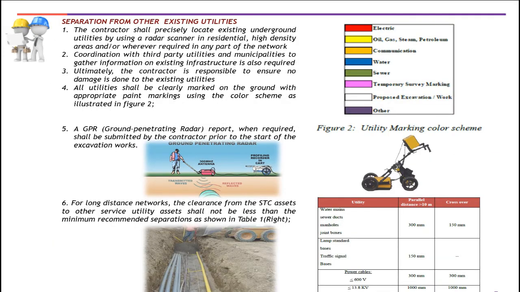Okay, so in this slide, let's talk about the separation from existing utilities. As you know, guys, there is a prescribed designation or assignment of each utility in the sidewalks or carriageway. From the building line, the first assignment goes to the electric utilities. Then you have the oil, gas, steam, and petroleum. The third assignment is given to the telecom sector. Then water, sewer, temporary survey marking, proposed excavation work, and so on.